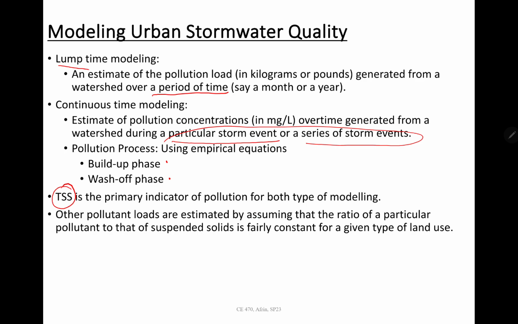Now the question is, what about the other pollutants, like the trace metals or the hydrocarbons or carbon? Usually the other pollutants have a constant ratio with the suspended solids for a given type of land use. So if we know the land use, the land type and the rainfall type, and we can find the total suspended solid amount, then using that constant ratio we can find the amount of other types of pollutants as well.